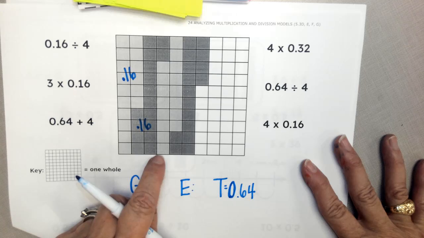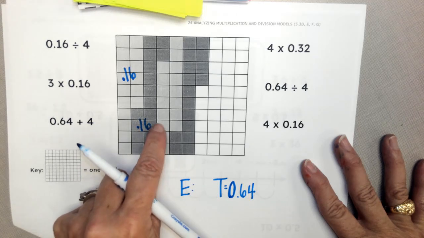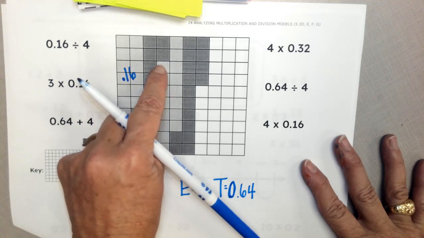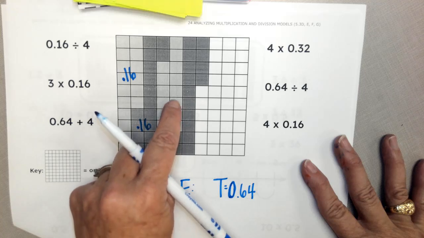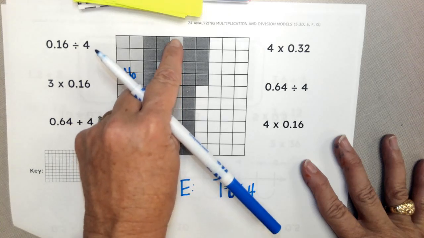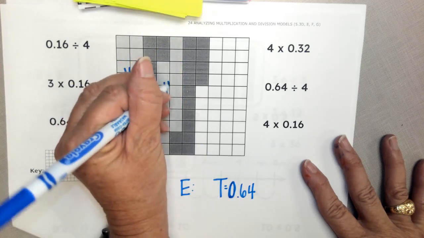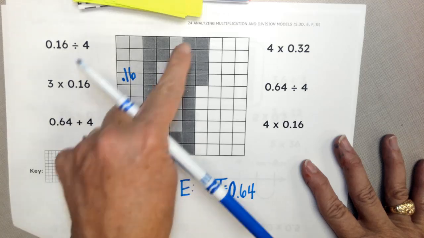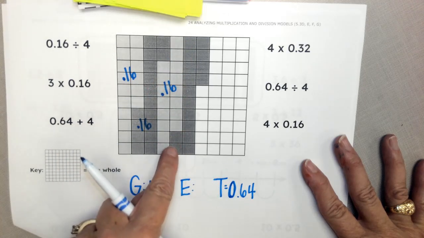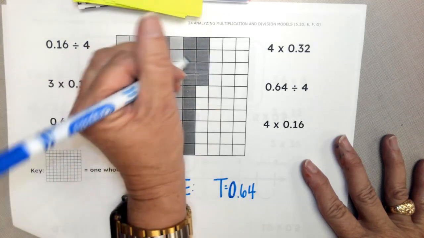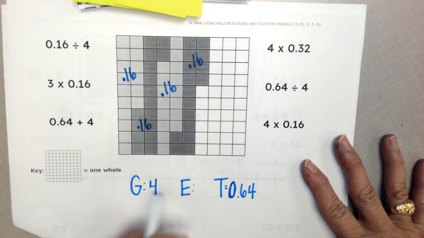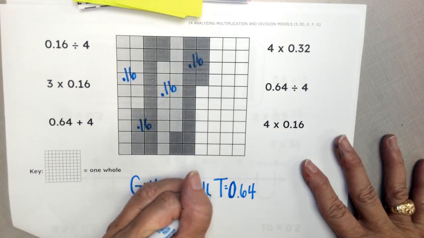Third time's a charm, so let's see. We've got 1, 2, 3, 4, 5, 6, 7, 8, 9, 10, 11, 12, 13, 14, 15, 16. So we've got 16 hundredths again. And of course, 10, 11, 12, 13, 14, 15, 16. 16 hundredths seems to be what is in each.